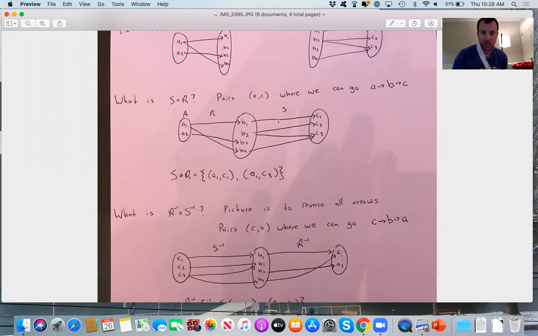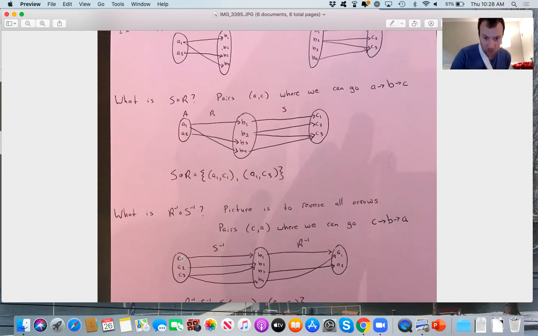So this picture is the first picture of the composition, but not only are the arrows flipped, we've also moved the last set C over to the left and the first set A over to the right. But once we have this picture, we can still ask the same question: what two-step processes can we make here?